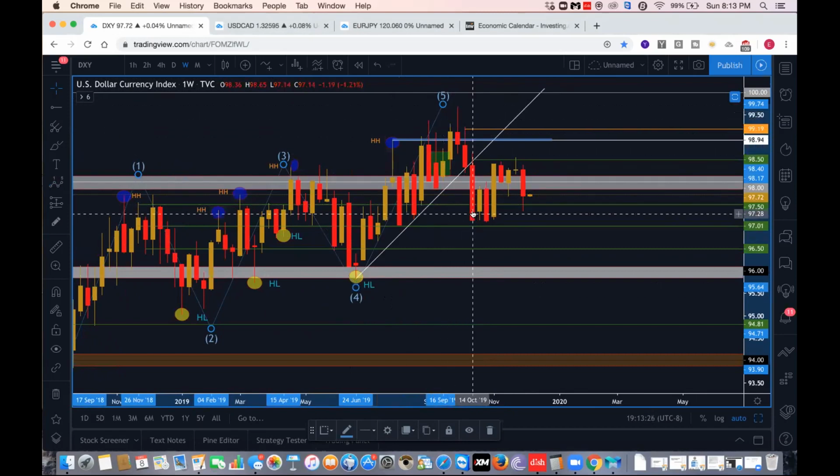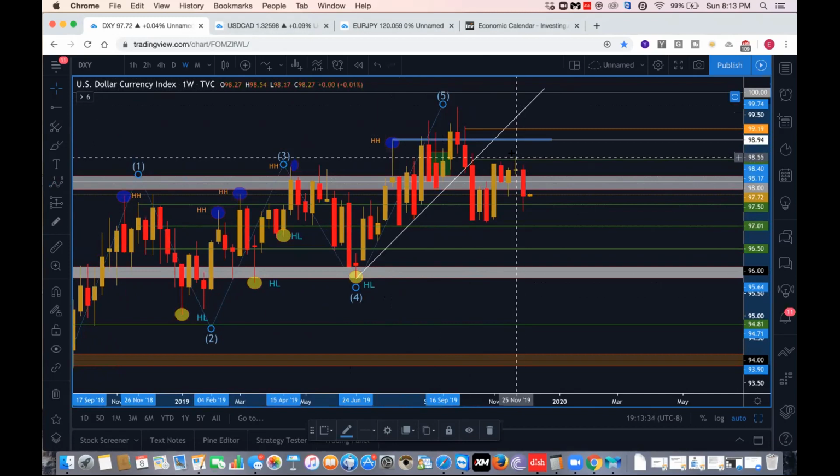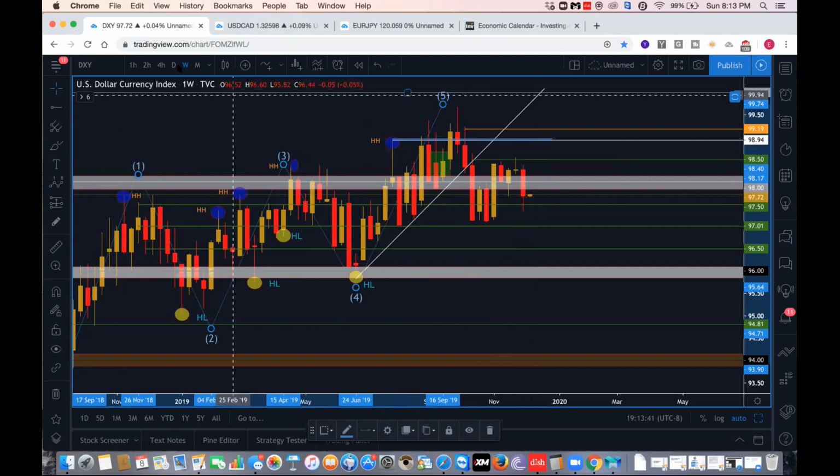Once price broke below the ascending trend line, it pushed down towards 97 support, gave us a bullish engulfing back above 98 resistance, failed to break above 98.50, which is going to be a critical level, printed an evening star pattern, and then now we're currently right here. So let's go down to the daily.